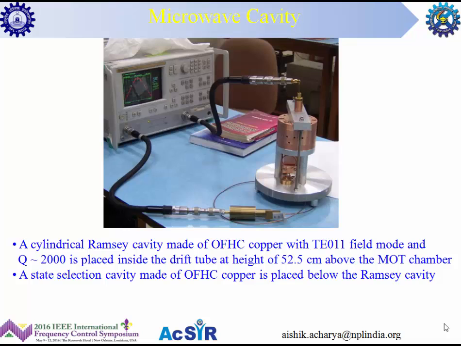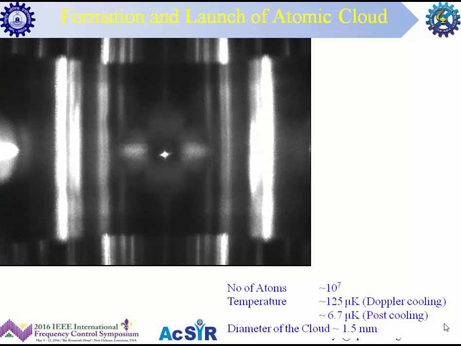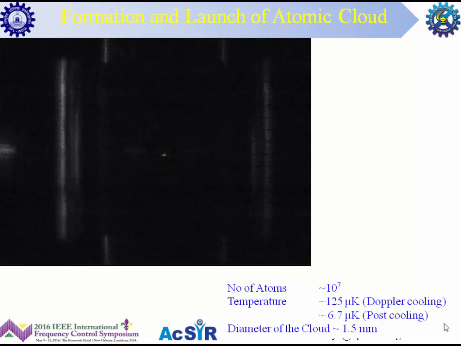This is our microwave cavity inside the flight tube, with a Q factor of 2000. It is located 52.5 centimeters above the mode chamber. This is the actual image of our cloud formation and launching. We trap about 10 to the 7 atoms, and the typical temperature after post radiation cooling is about 6.7 microkelvin.